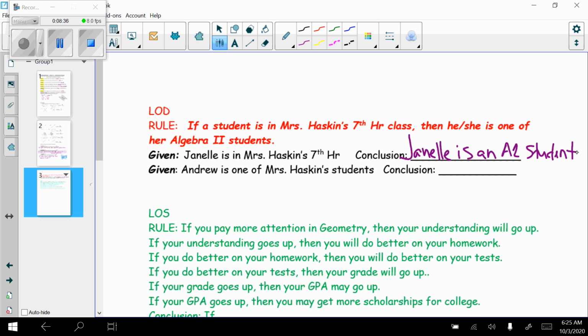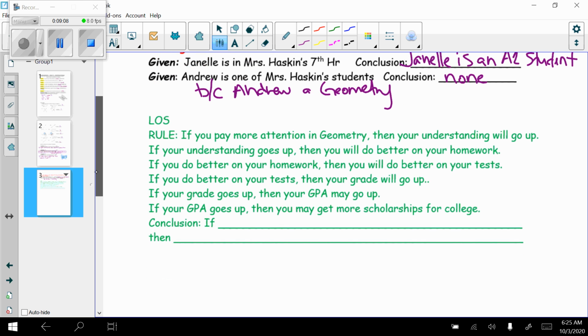All right, same rule. If a student is in Ms. Haskins' 7th hour class, then he or she is one of her Algebra 2 students. Given Andrew is one of Ms. Haskins' students. Okay, can I come up to a conclusion? No, I cannot. My conclusion is none because maybe Andrew is a geometry student. We are not guaranteed that Andrew is an Algebra 2 student because it didn't tell me that he was in 7th hour.